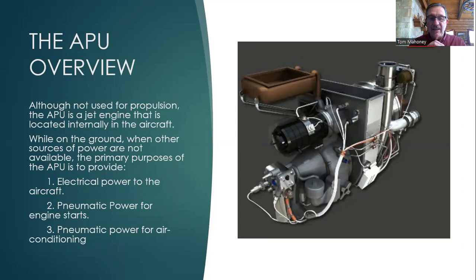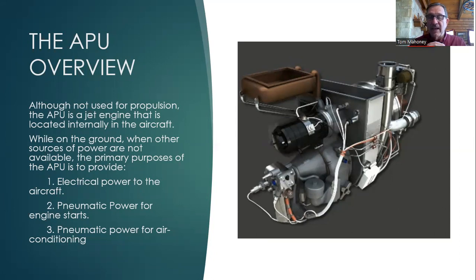And because it's a jet engine, we can siphon off some pneumatic power to run the air conditioning system, and we can siphon off pneumatic power to help start the engines. So 2 sources of power. We have electrical power and we have pneumatic power. So keep in mind that we generally start the APU up first before we start the main engines.